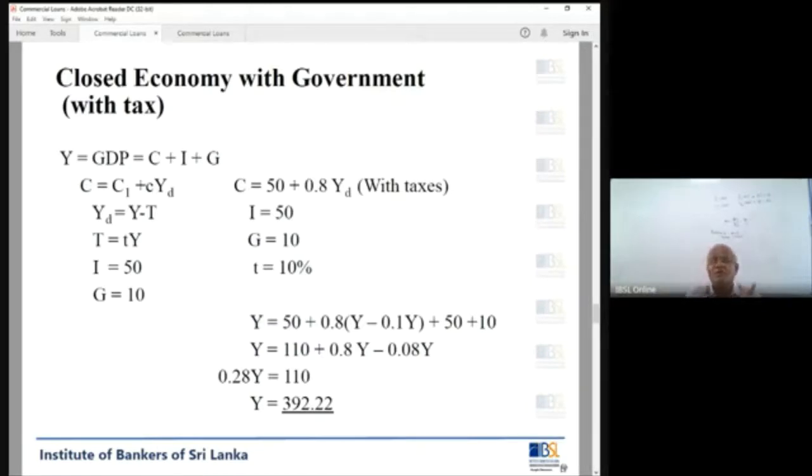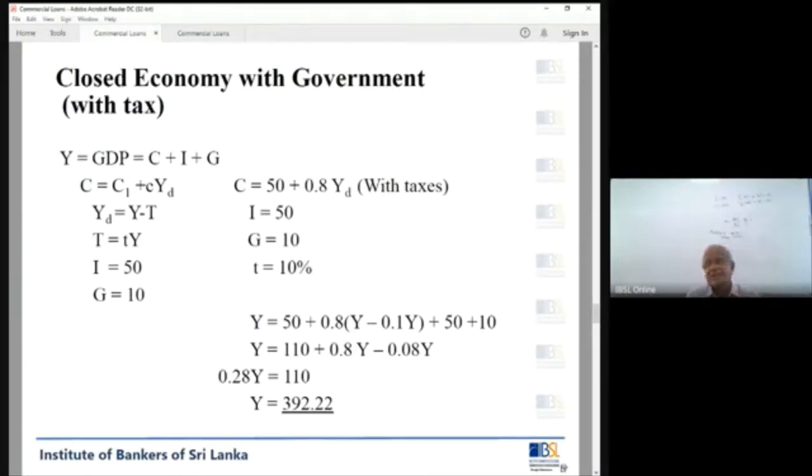What will happen to your income? It decreases. If the taxable income is 10 lakhs, you pay 10% of that to the government. That is 1 lakh paid as tax. Then you have only 900,000, 9 lakhs.